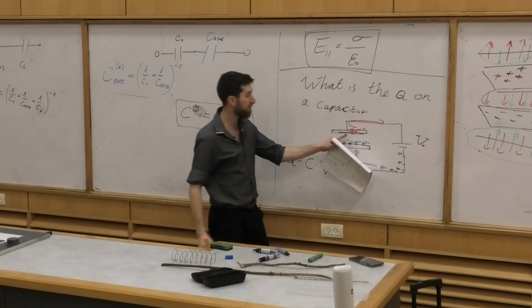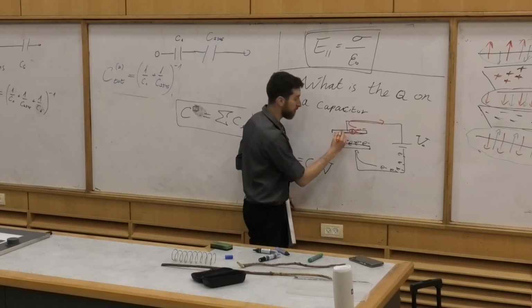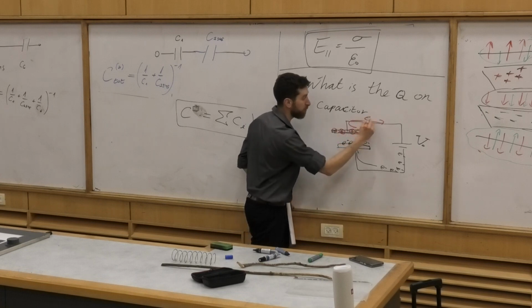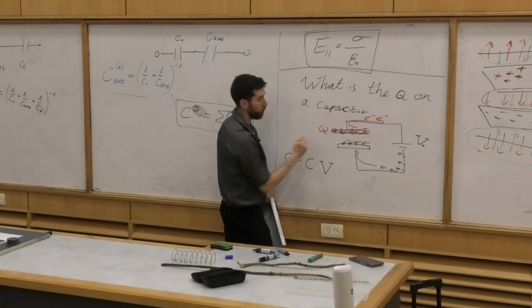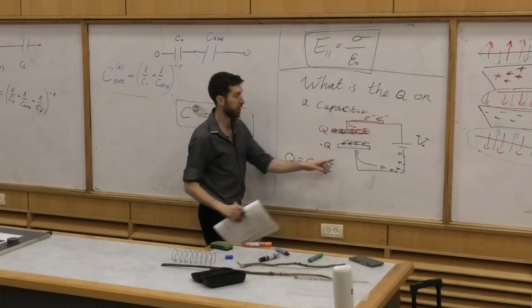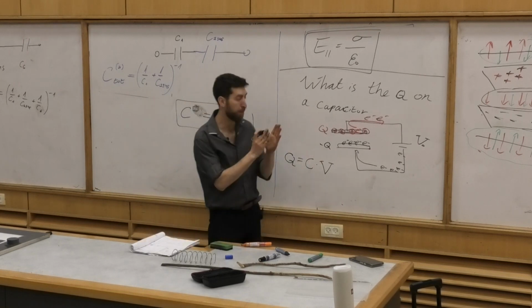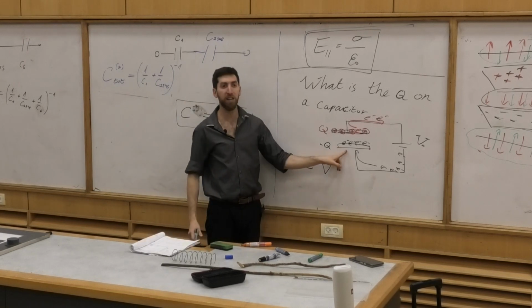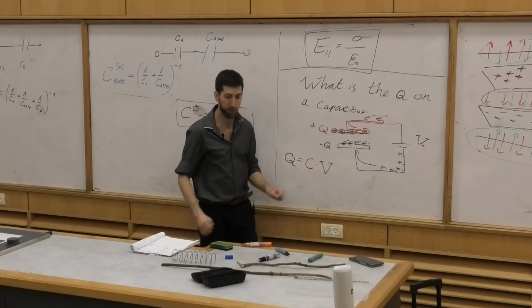The protons, the heavy protons, right? They cannot move like the electrons. And this one is going to stay without electrons, right? This is going to be positively charged with Q, and this one would be negatively charged with all the electrons. So that's what you actually do in a capacitor. You separate charge. You put a lot of negative charge on this side and a lot of positive charge on this side.